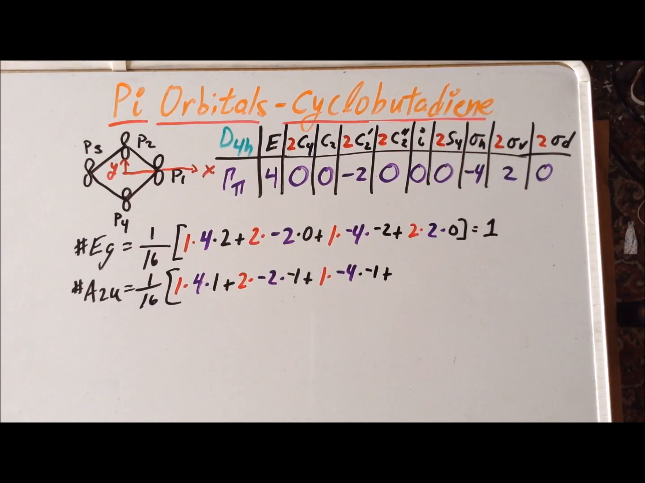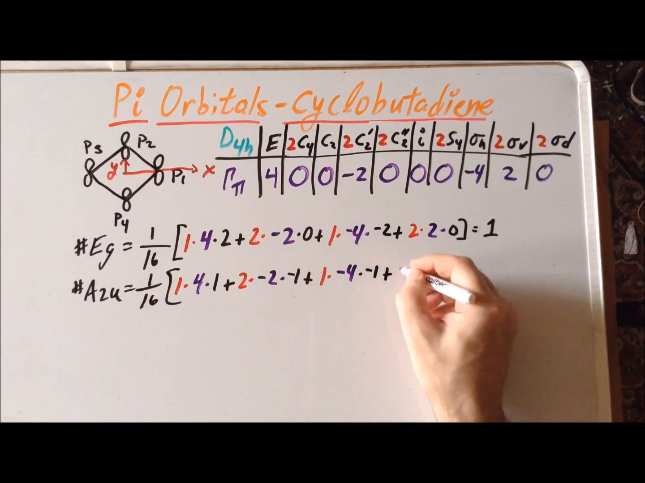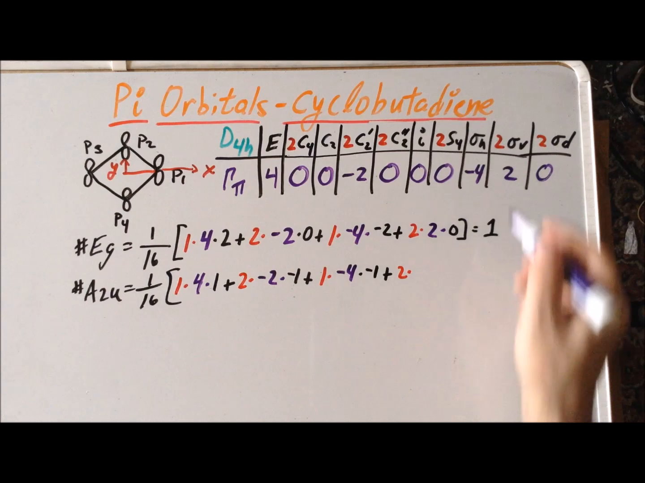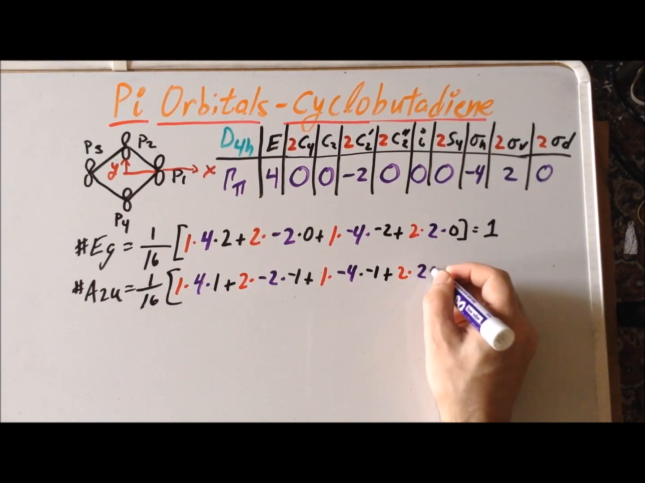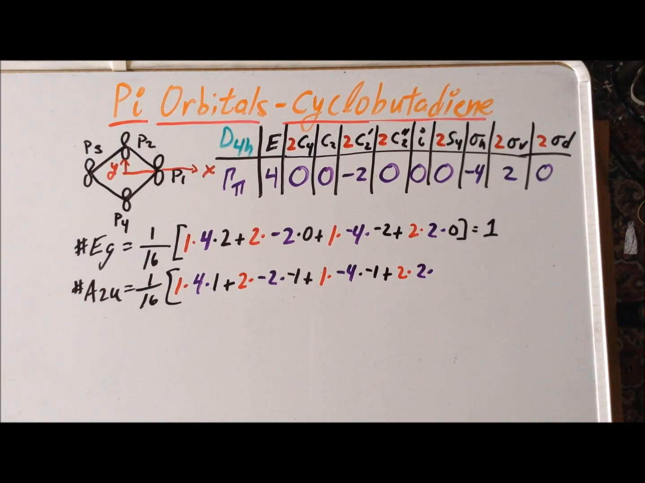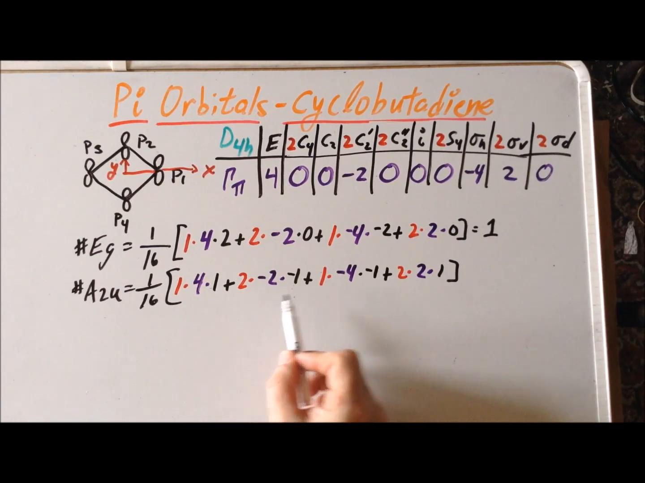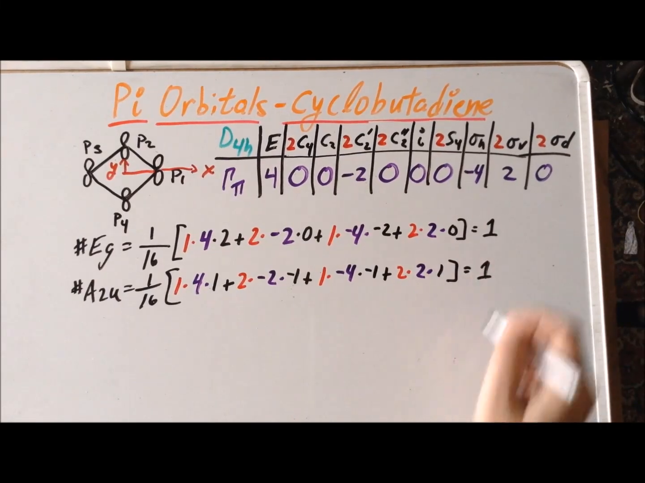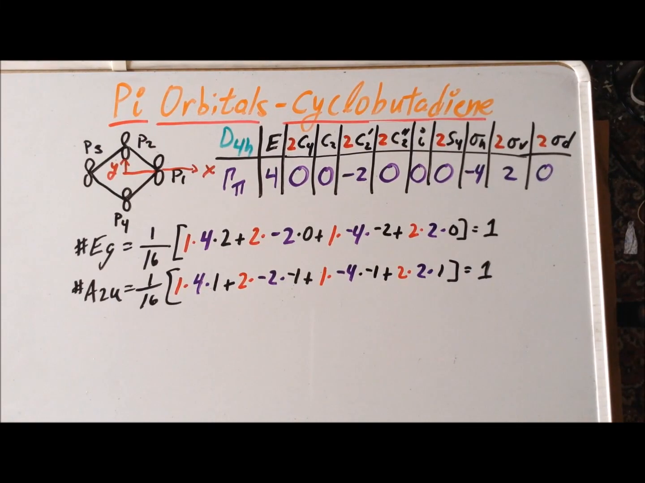Then our last class that we're interested in is sigma v. There are 2 operations in the class. The character from the reducible representation is a 2, and the character from the irreducible representation, A2u, is a +1. So we notice we have 4 plus 4 plus 4 plus 4 divided by 16 gives us 1. So we have 1 A2u included in gamma pi.